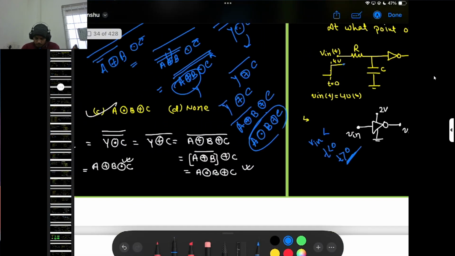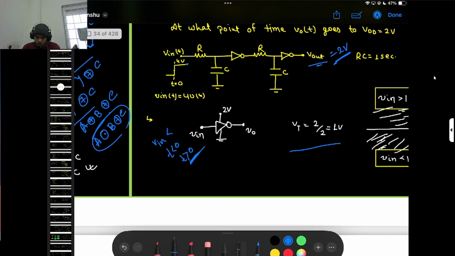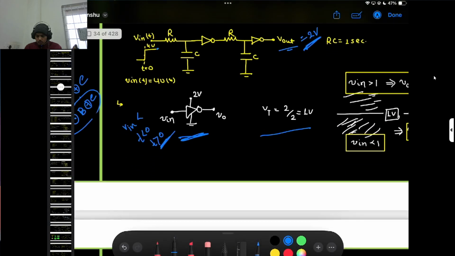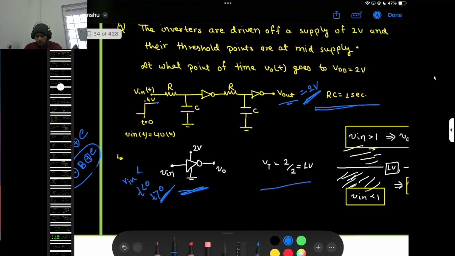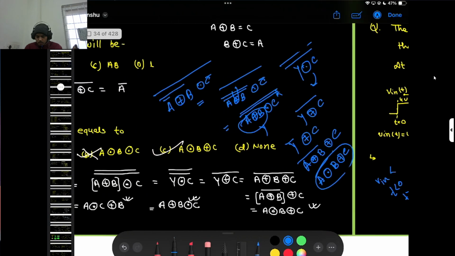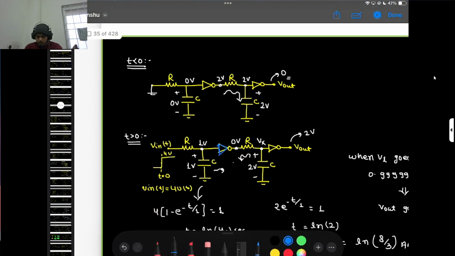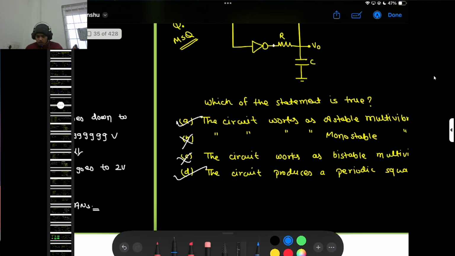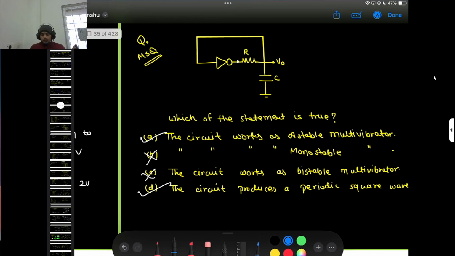So the threshold voltage, how it works, you can see here, and we need a 2 volt here. RC equal to 1 second, that is given in the question, and here is the concept. I hope this concept is now clear. Sorry, I was saying the question. And here is another MSQ question.